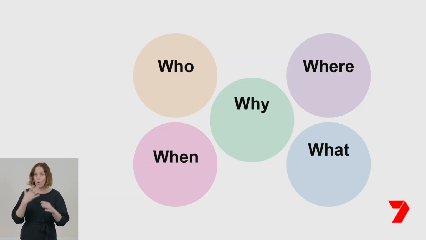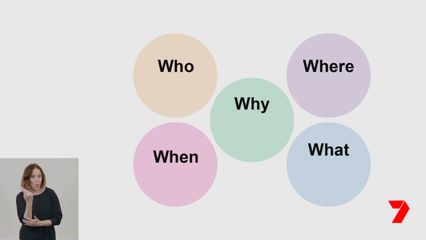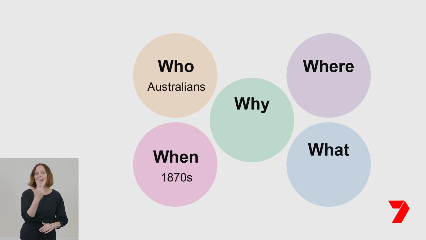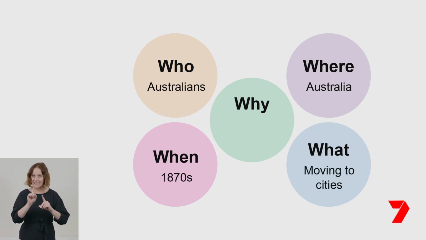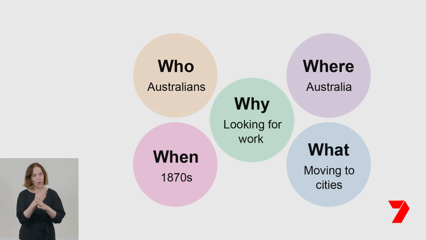Now that we know the main idea, let's write a summary of this paragraph. In our summary, we want to write a shortened version of the text, thinking about and identifying the who, when, where, what, and why, to express the main idea in the text. In this short text, the who are Australians, the when is the 1870s, the where is Australia, the what is people moving to cities, and the why is to look for work.